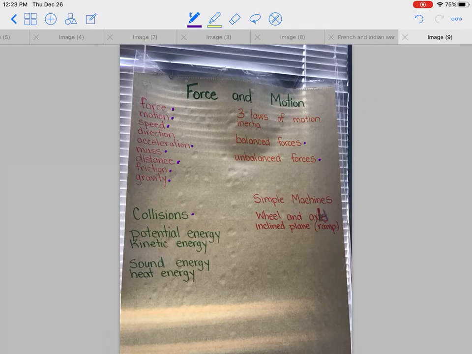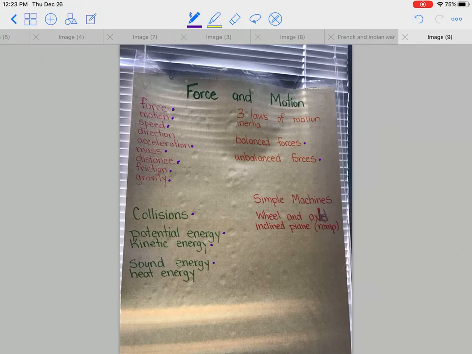Potential energy is due to its position. The higher the object, the more potential energy it's going to have. Kinetic energy is the energy of motion. When an object is moving, that potential energy changes into kinetic energy.